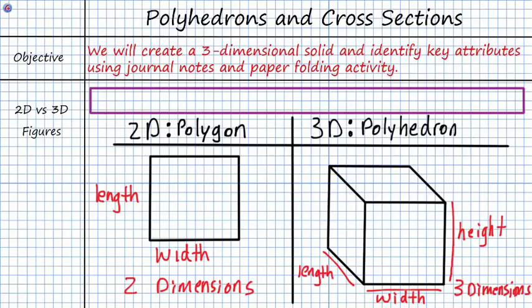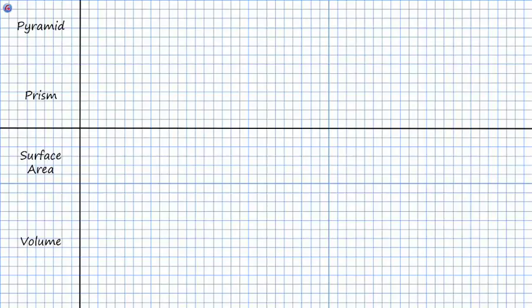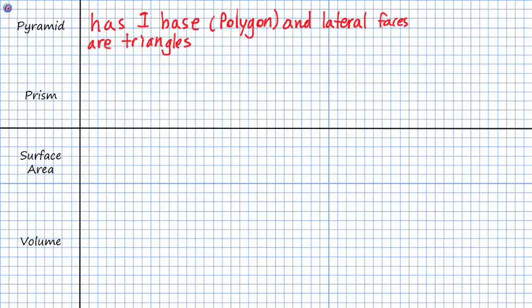Now let's talk about further classifying polyhedrons. So we're very familiar with polygons. We've gone through those a lot, but let's talk about polyhedrons and different classifications of them. So a pyramid is a polyhedron that has one base that is a polygon and lateral faces are triangles. And the most popular version of a pyramid is going to be a rectangular pyramid. So you've got this rectangular base, and then you've got four sides which are all triangles.